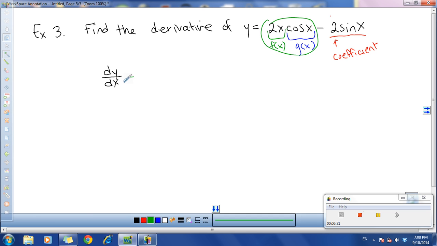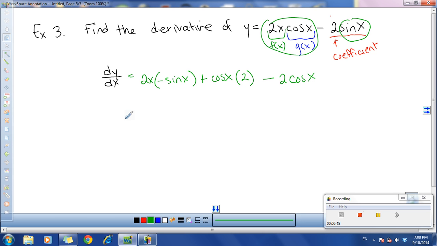So I'm going to do the first times the derivative of the second, which is negative sine x, plus the second, cosine x, times the derivative of the first. The derivative of 2x is just 2. And then minus 2, and then I take just the derivative of sine, which is going to be cosine x.